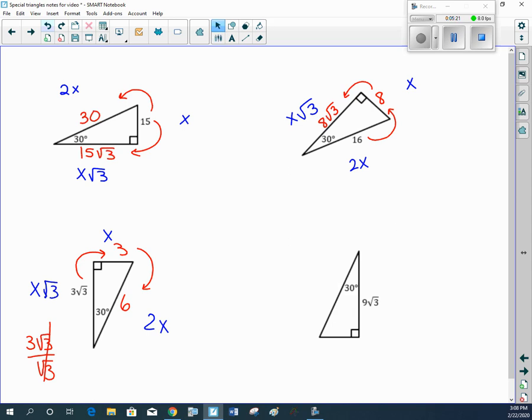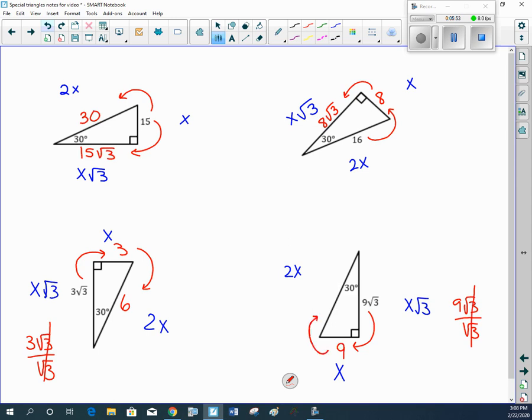All right, another 30, 60, 90. This is the x side, 2x side, and the x root 3 side. So we want to go to the short side first. So I'm going to go here to here. Make a decision. Are you multiplying or dividing? I'm dividing. What are you going to divide by? Well, I'm leaving the x root 3 side and going to x. So that means I'm going to divide by root 3. So 9 root 3 divided by root 3 is 9. So this side is 9. Now I want to go to the hypotenuse. It's longer, so I am going to multiply. Multiply by what? 2, because that side's twice as long. So here we go. That's 18.